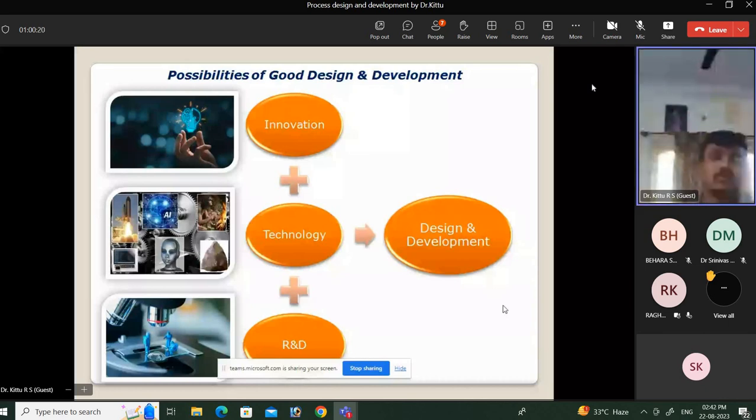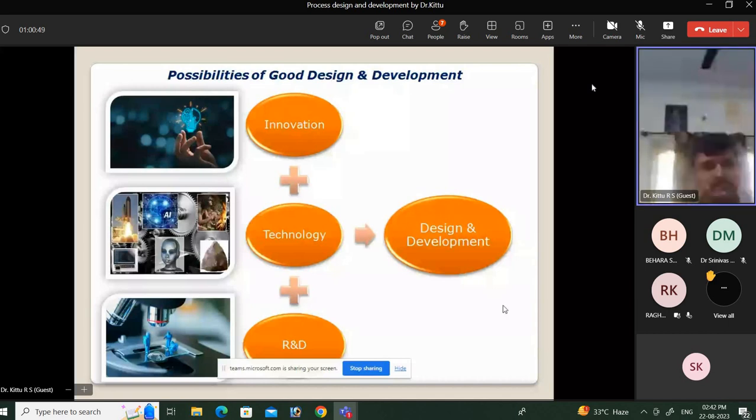Then at what extent level is it possible to implement? You try to do R&D, the research and development. If you conduct the research, then you are able to get the validity of your idea, the feasibility of your idea, the efficacy of your idea, and possibilities to get a very good outcome. So this is one of the important aspects.